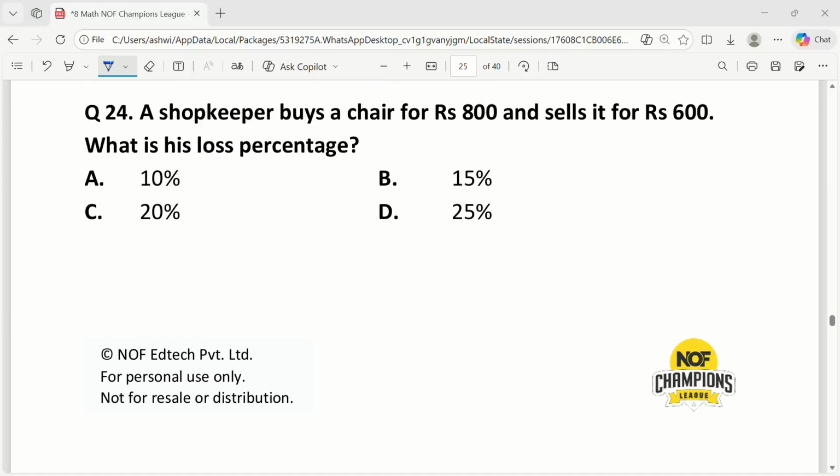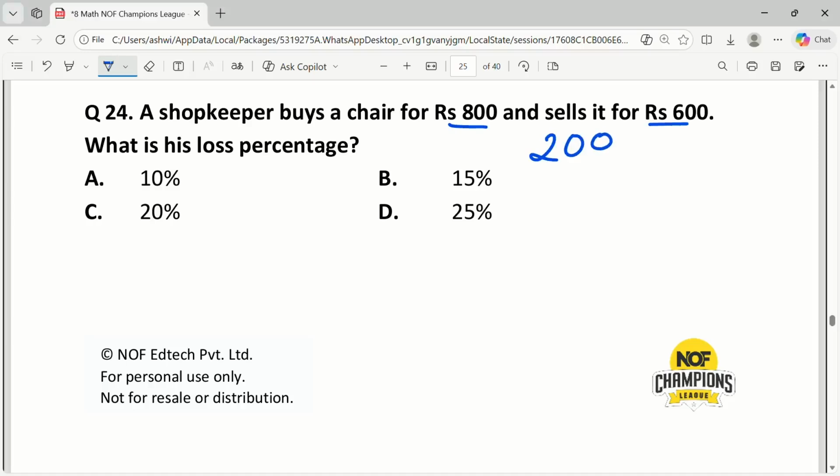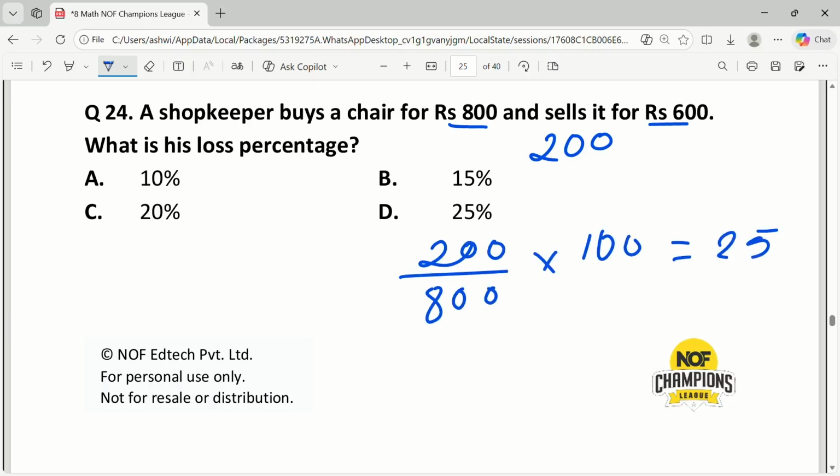A shopkeeper buys a chair for rupees 800 and sells it for rupees 600. What is his loss percentage? The cost price is rupees 800 and the selling price is rupees 600. To calculate the amount of loss, that is 800 minus 600, which is 200. The loss percentage is equal to loss upon cost price into 100. That is 200 upon 800 into 100, which is equal to 25%. So the answer is G, 25%.